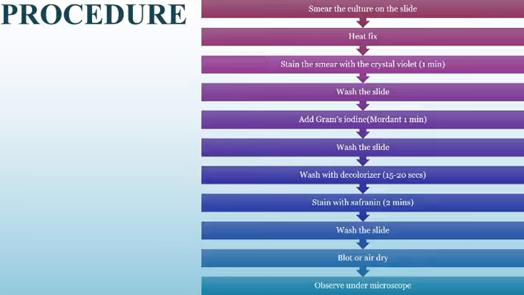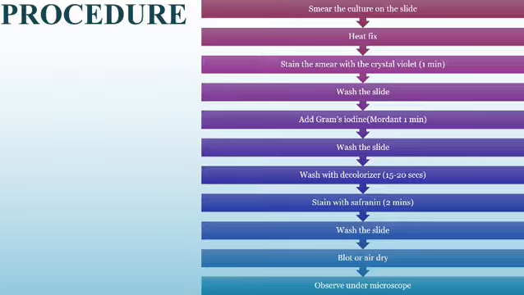Now we'll move into the procedure. First, make a thin smear of your culture on your slide. Heat fix it with the help of a Bunsen burner. Now stain the smear with the primary stain, that is crystal violet, for 1 minute. Here we have the absorption of the primary stain by the microorganism. Next, wash your slide with running tap water. After washing, add gram's iodine as a mordant or fixative, which helps in fixing the primary stain to the cells, for 1 minute.